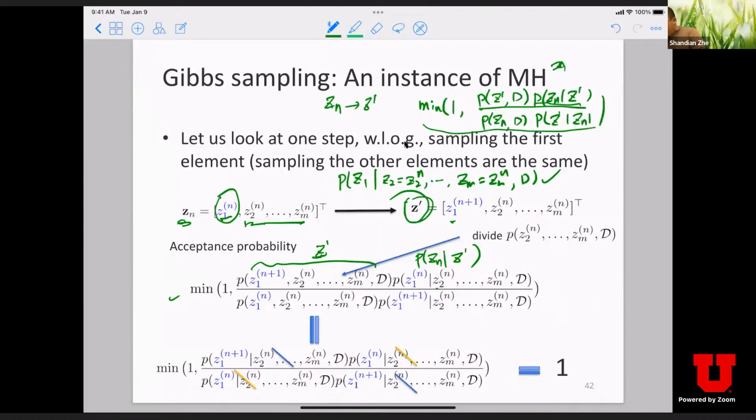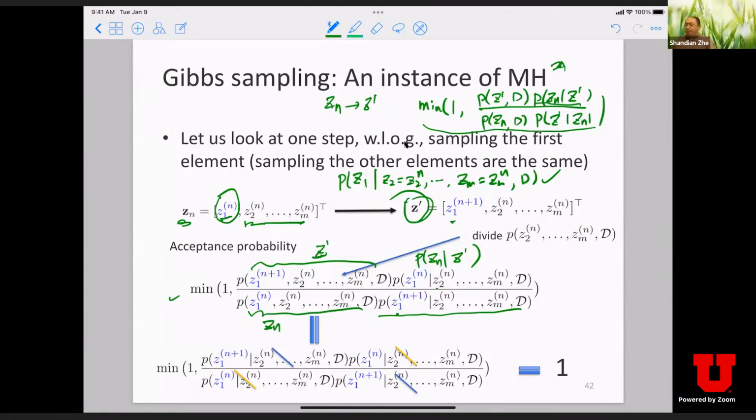And similarly, in the denominator, you first evaluate the joint distribution of your model at Zn, right? And then the proposal probability that, given Zn, you generate Z prime, which is simply the conditional distribution that, conditioned on Z2n to Zmn, you generate the Z1 sample, Z1 n plus 1. Right?